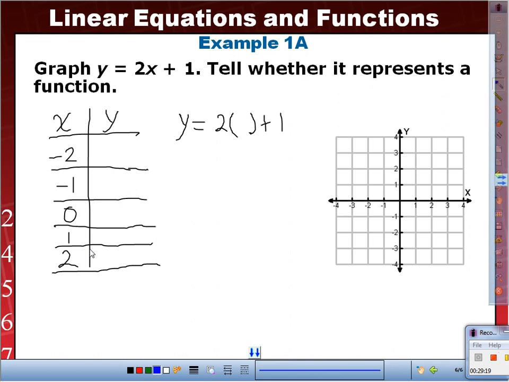So what is my first value that goes in there? I'm going to use blue. -2. It goes in here, -2. What is -2 times 2? Y equals -4 plus 1. What is -4 plus 1? -3, and that goes right there.